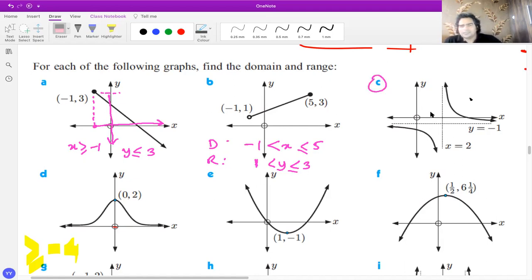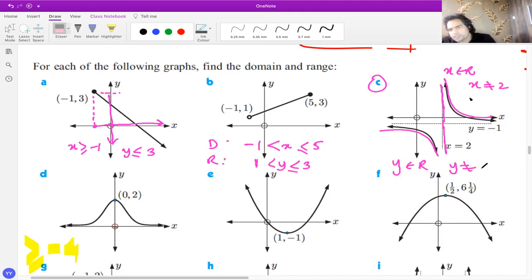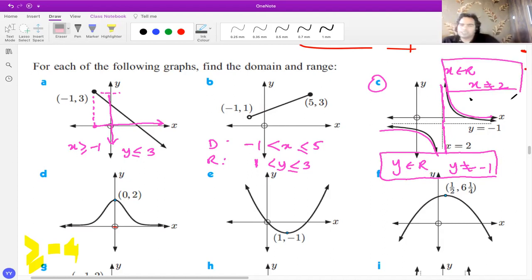Now, as far as C is concerned, this is a case where you can see there is a vertical asymptote. At that point, your function is undefined. So if you input x equals 2, you'll get either an error or undefined. The rest of the graph exists, here it exists, and here it exists. Only at x equals 2, it doesn't exist. So you say the domain is x belongs to real numbers, and x should not be 2. And the range will be y belongs to real numbers, and similarly, y should not be -1.